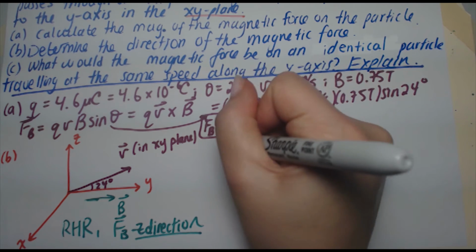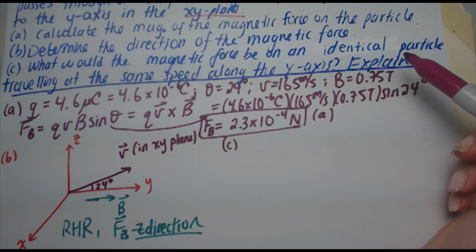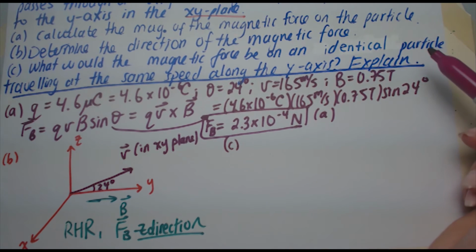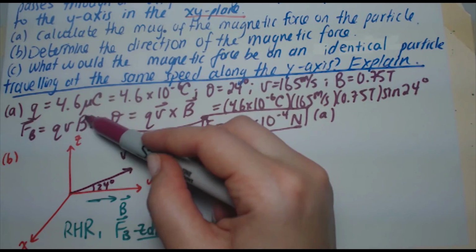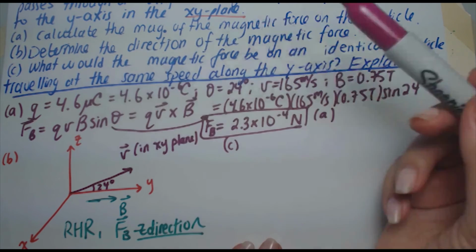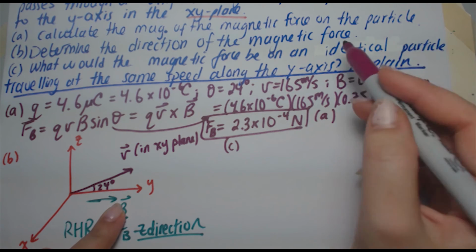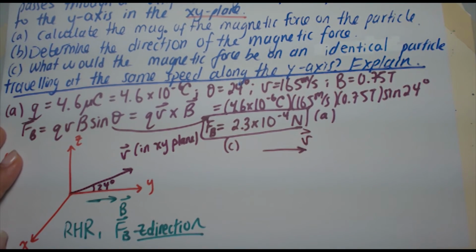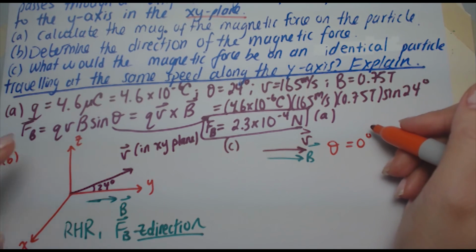So last part is C. What would the magnetic force on an identical particle traveling at the same speed along the y-axis be? I think, yeah, okay, I missed the B, it's over there. So what's going to be the force? Well, remember, force is qVB sine theta, right? Theta is the angle between velocity and magnetic field. Now, if your magnetic field is parallel to the y-axis, and now your velocity is also along the y-axis, this means your velocity and your magnetic field are going in the same direction. And if that happens, well, what's the angle between those two things? It's 0 degrees.